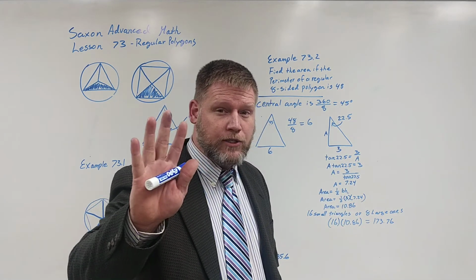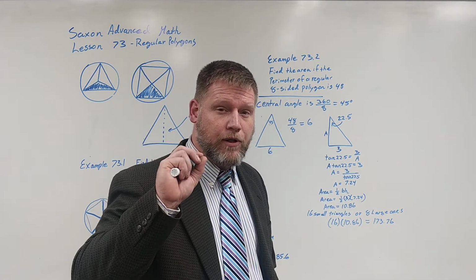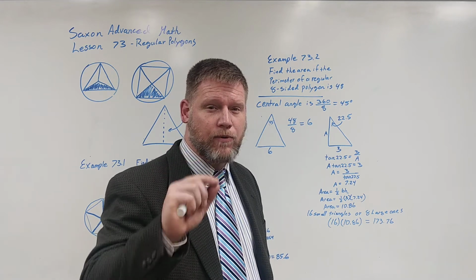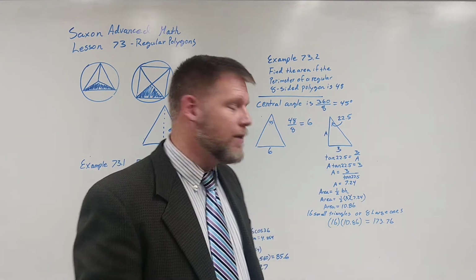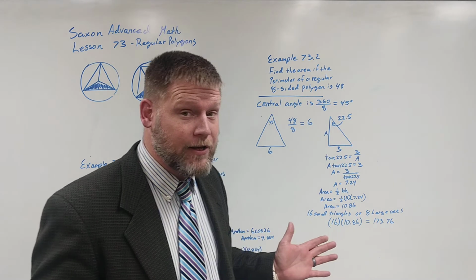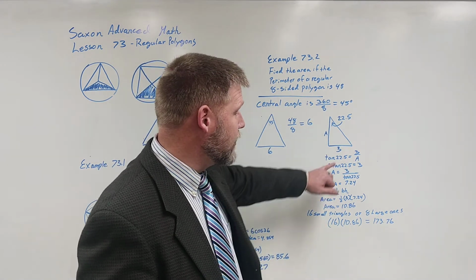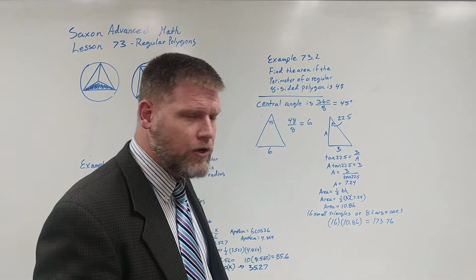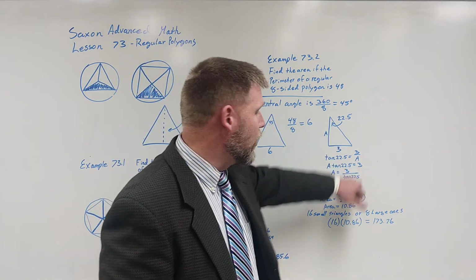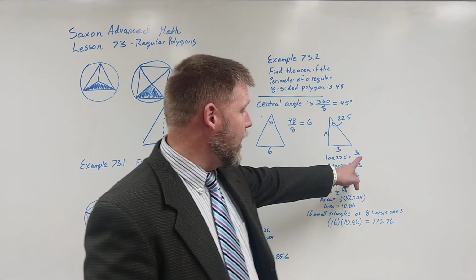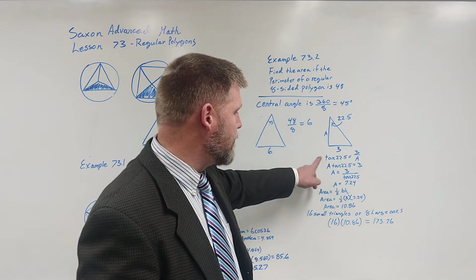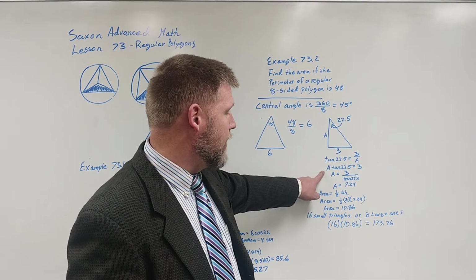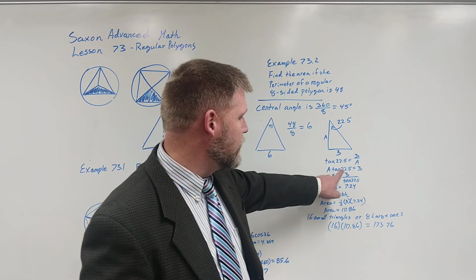Stop just a moment and watch this, because in the years that I've been teaching this, this right here catches more people than probably anything else I can think of offhand. When they're doing this, they say, oh, I need to get a by itself, so I'm going to divide both sides by 3. No, you just found 1 over a. In order to get a by itself, I multiply a by both sides. Okay? And then I divide both sides by the tangent of 22.5.